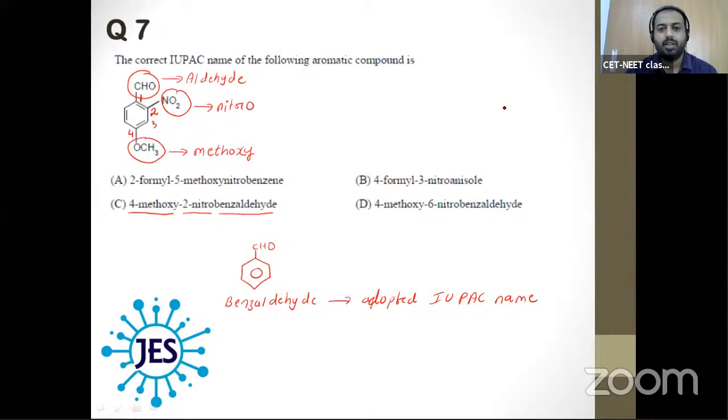Option C. Let me see how many of you have given option C as the answer. Very good. Kavita suggested option C. Anand, option C. Okay, good. Most of you have given option C as the answer. Very good. So that is the correct answer for this question. I'll highlight the correct answer. 4-methoxy-2-nitrobenzaldehyde. Question number 7, an aromatic compound. I think these are the examples under the naming system.